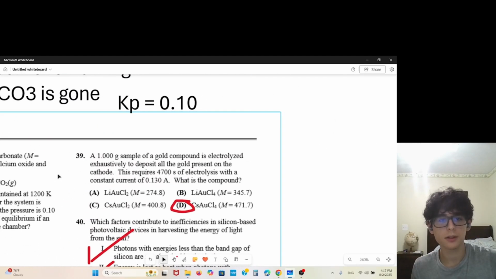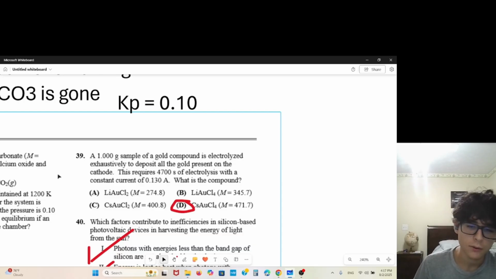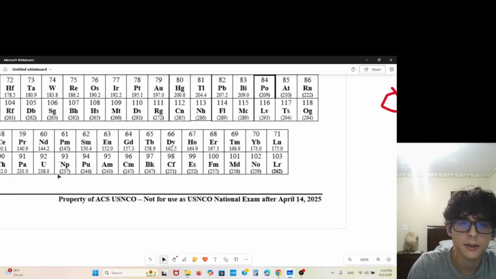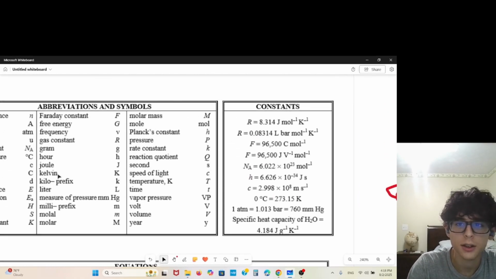All right. So simple electrolysis. Let's do this simply and smoothly, right? 4,700 seconds times 0.130. Remember that an ampere is a coulomb per second, so you're going to be multiplying to find the number of coulombs. Very clean. So you're going to get 611 coulombs divided by Faraday's constant, which is given. Indeed, it is given here in your constant sheet. Don't overlook this. It's really helpful.